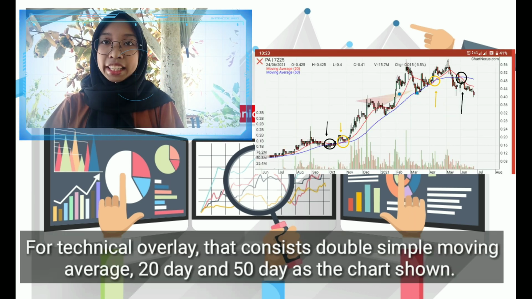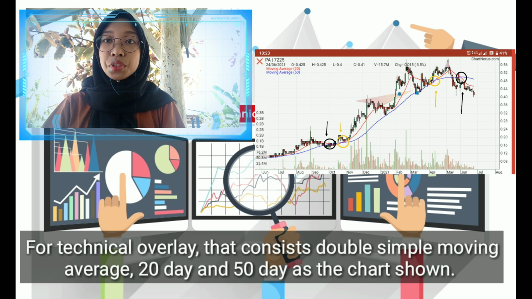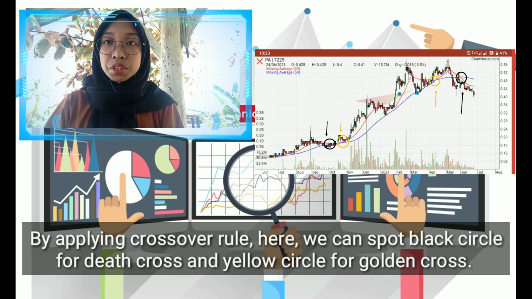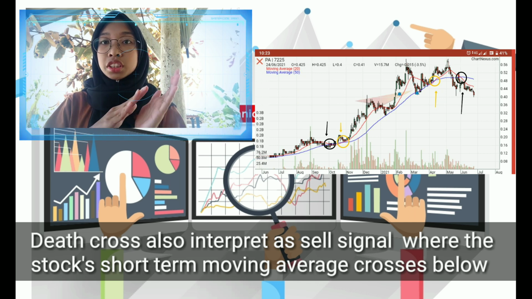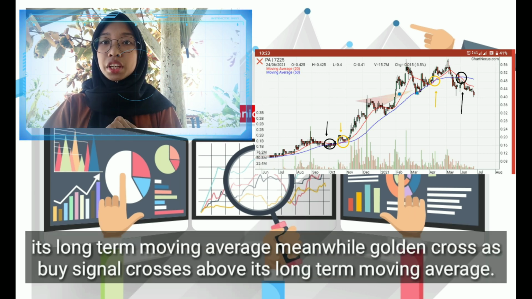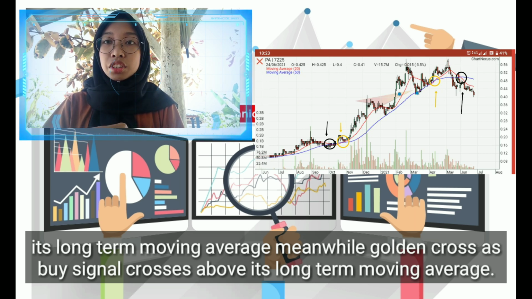For the technical overlay, it consists of double simple moving averages, 20-day and 50-day, as the chart shows. By applying the crossover rule, here we can spot the black circle for dead cross and the yellow circle for golden cross. Dead cross is also interpreted as a sell signal, where the stock's short-term moving average crosses below its long-term moving average. Meanwhile, golden cross is a buy signal, where it crosses above its long-term moving average.